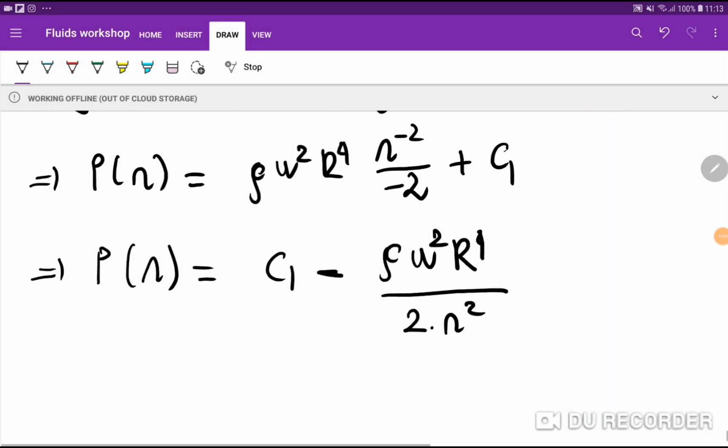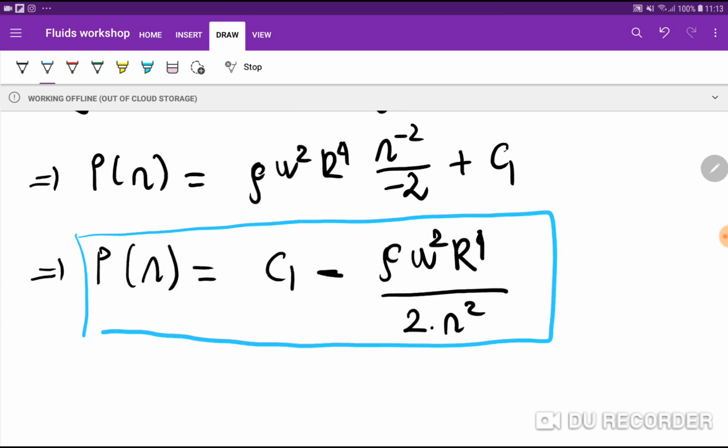Okay, and just like the previous problem, in the next part of the video, we will find what C1 is, and we will see what the pressure gradient is. Is it positive or is it negative?